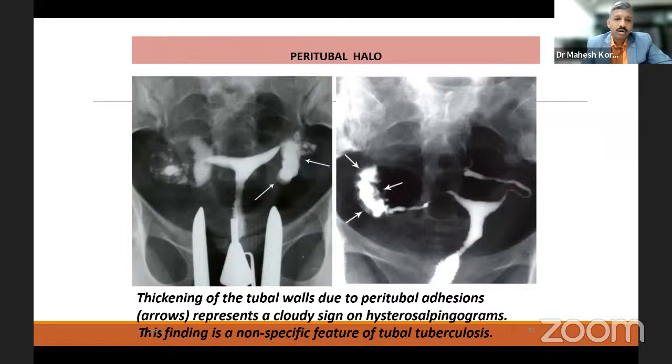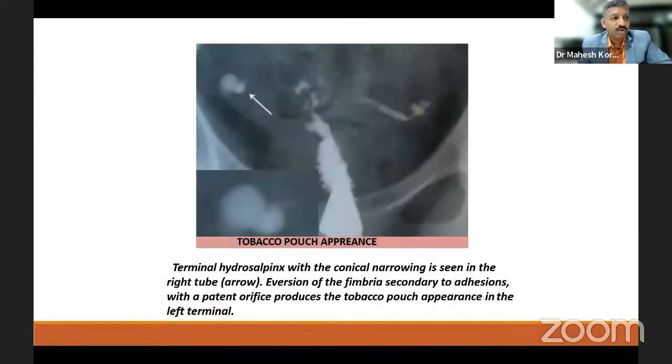And this is a peritubal halo. Like how you see the halo behind the head of the illuminated pictures of Buddha or anything, like that you can see peritubal halos here. Peritubal halos are the ones which suggest there could be a possibility of peritubal adhesions. And it's a tobacco pouch appearance. Again, you see in the textbook of Dutta, it's a terminal hydrosalpinx, which will give rise to a tobacco pouch appearance.